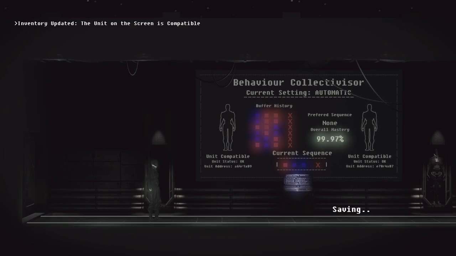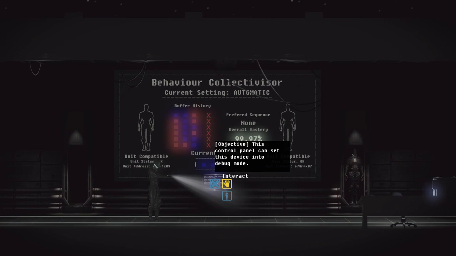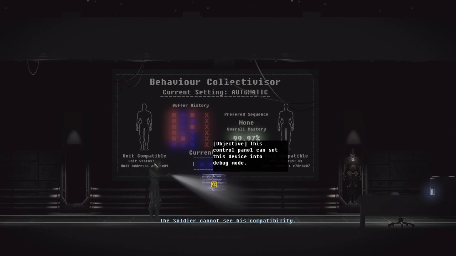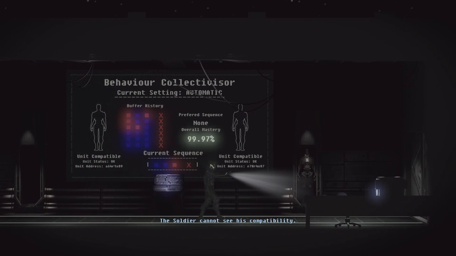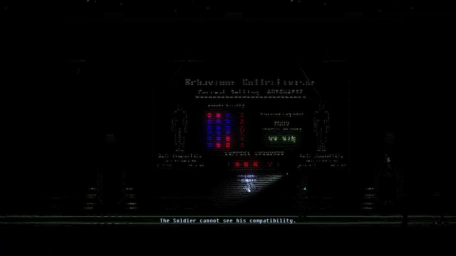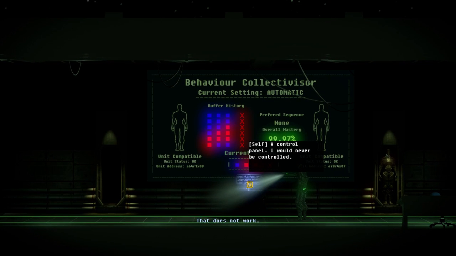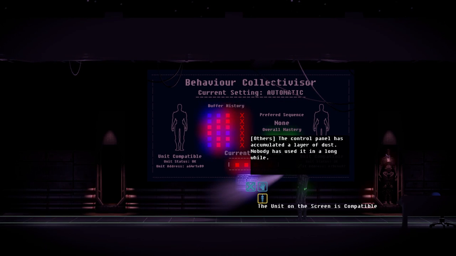Sometimes you gotta have a little cognitive dissonance. The unit on the screen is compatible. Wait, what? So you cannot see his capacity. What do you mean the soldier cannot see his compatibility?